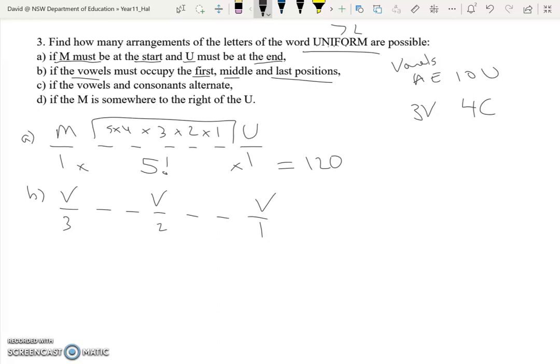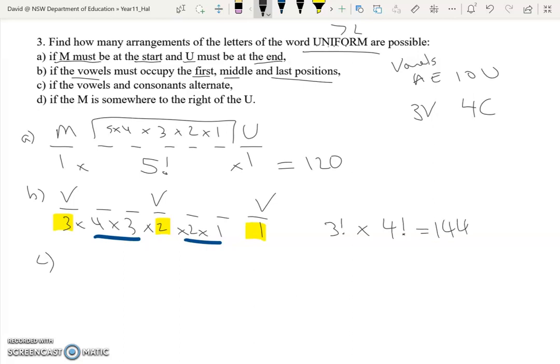I've dealt with the restriction first. And now I've got 4 consonants to fill 4 positions. So that can happen in 4 times 3 times 2 times 1, or 4 factorial ways. So here this 3 times 2 times 1, I'm just going to write it as 3 factorial, and then times 4 factorial there. Notice even though it's not times in order, you can still split it into 3 factorial times 4 factorial. And when you do that, 3 factorial times 4 factorial is 144.